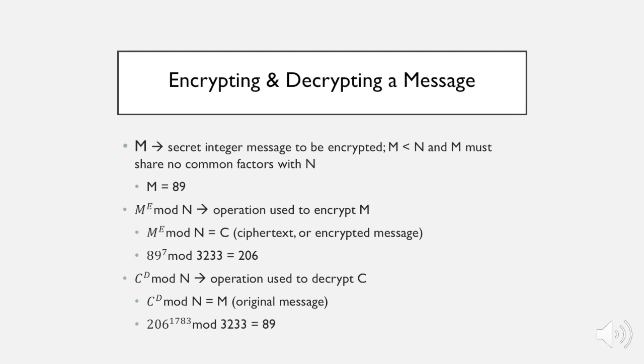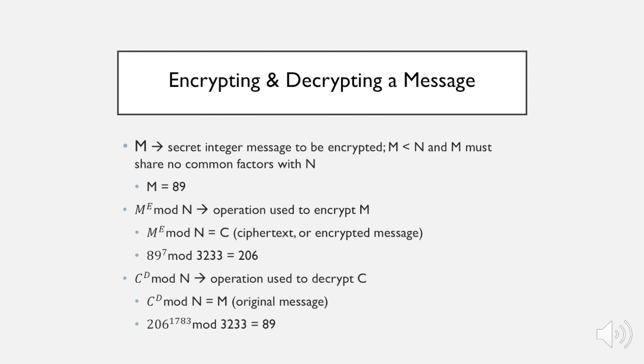If a person wishes to send a secret message to the key generator, he can use the values of n and e to encrypt his message using the expression m to the e power mod n, where m is the secret integer message that is less than the value of n and shares no common factors with n that is to be encrypted. I've chosen m to be 89 in our example.